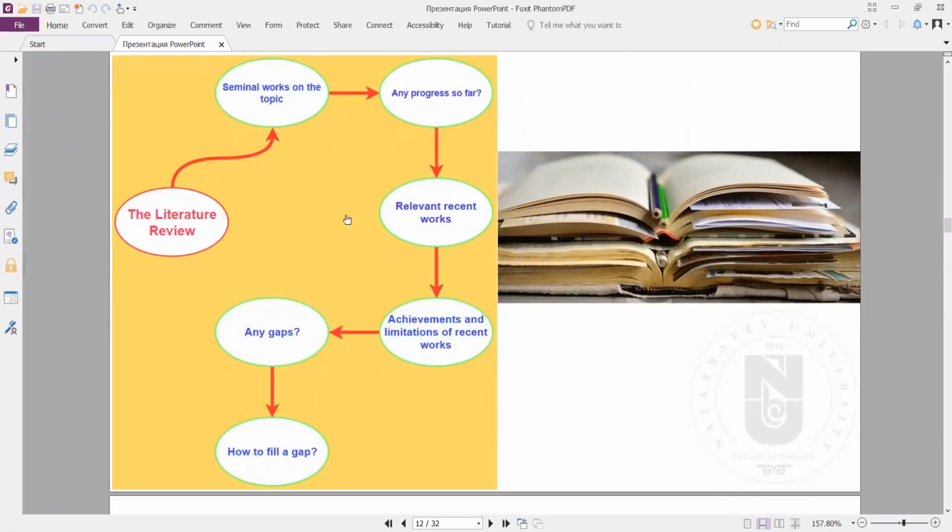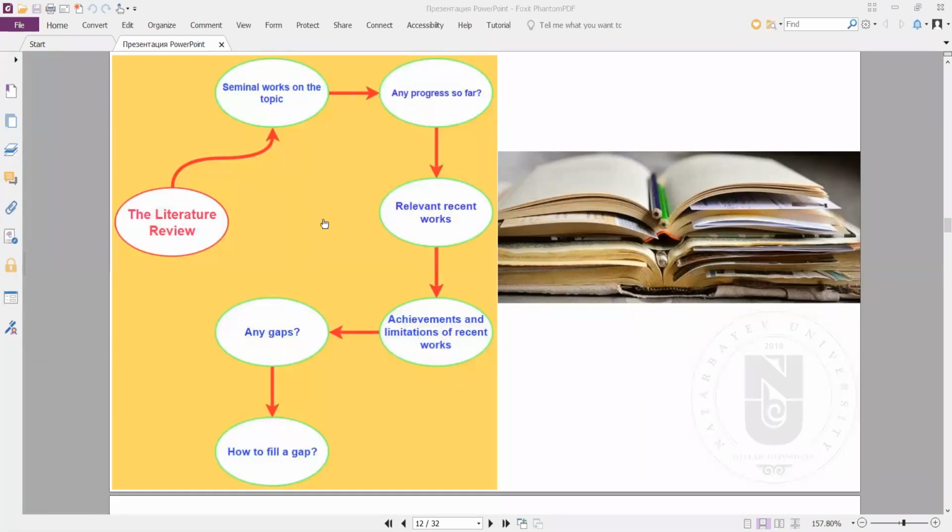Now let's move on to the literature review. Literature review, әдебиетке шолу. So this is a very important part. Why? Because you need to cite relevant literature on the topic, to find out what was published on your topic. Any seminal works, you need to find very interesting articles to support your argument, to identify if there was any progress so far. It's also very important to include relevant recent publications. Afterwards you will identify if there were any achievements in the field, any limitations of recent works.